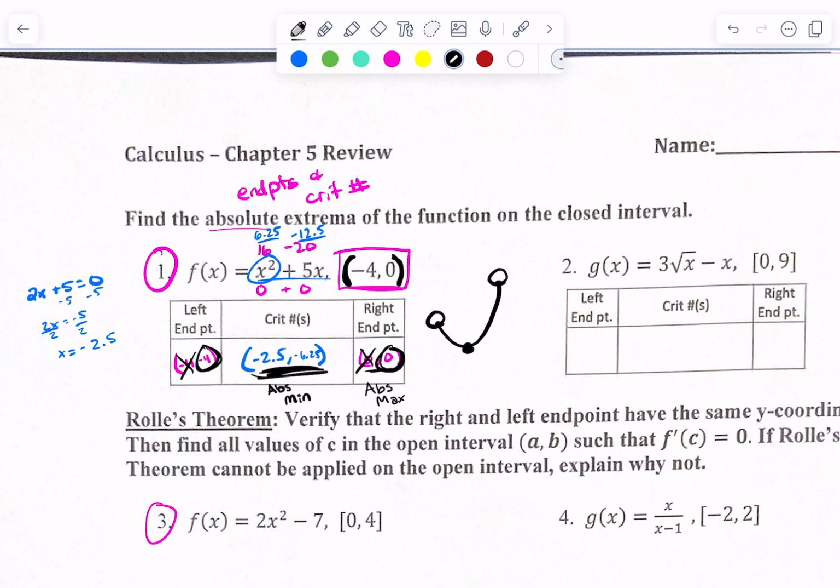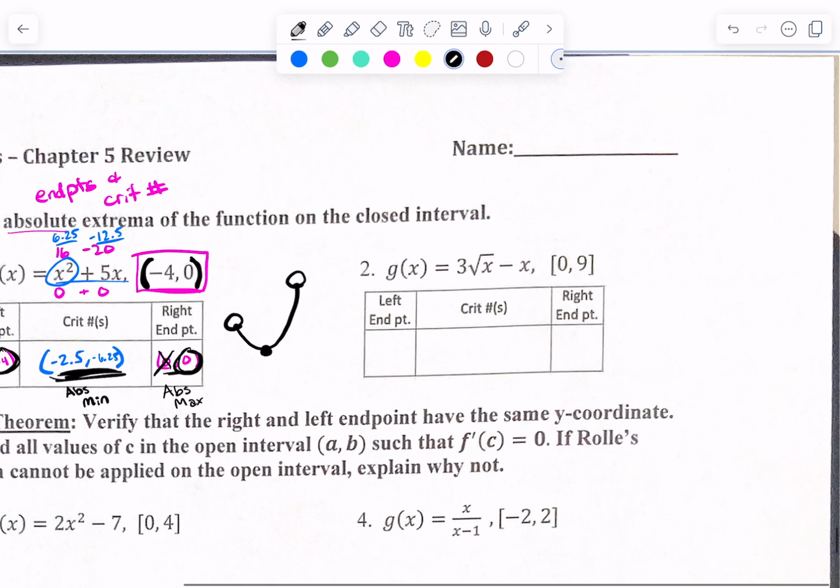Get your derivative and I'll check it with you. 4 ninths. Minus 9 and 0? Oh, your critical number is 4 9? Yeah. Okay. Critical number. So I'm saying it's equal to 0. Find your critical number. Yep. You are exactly right.